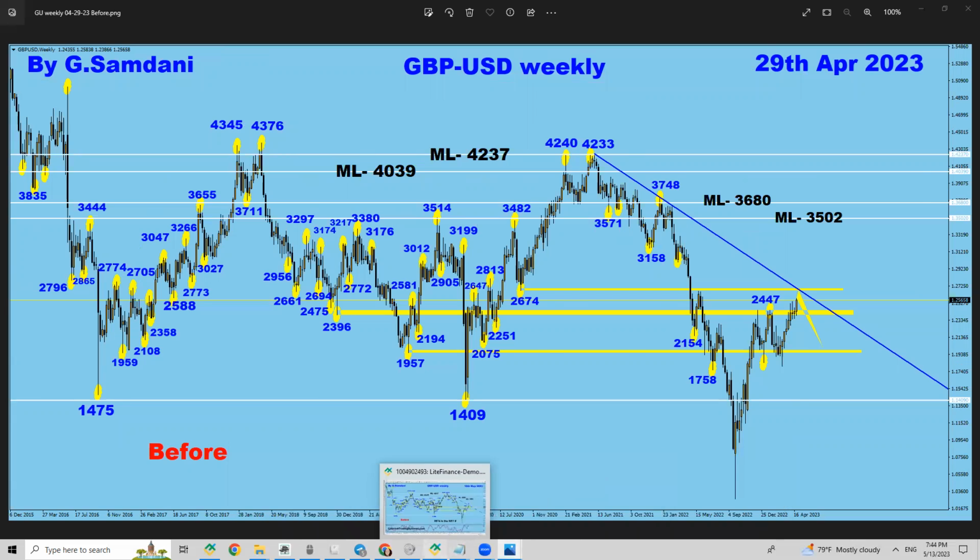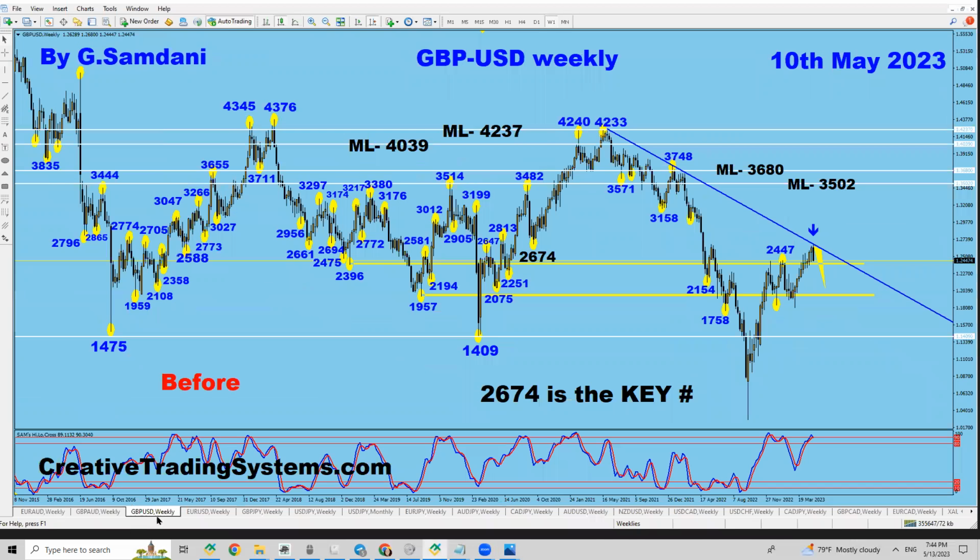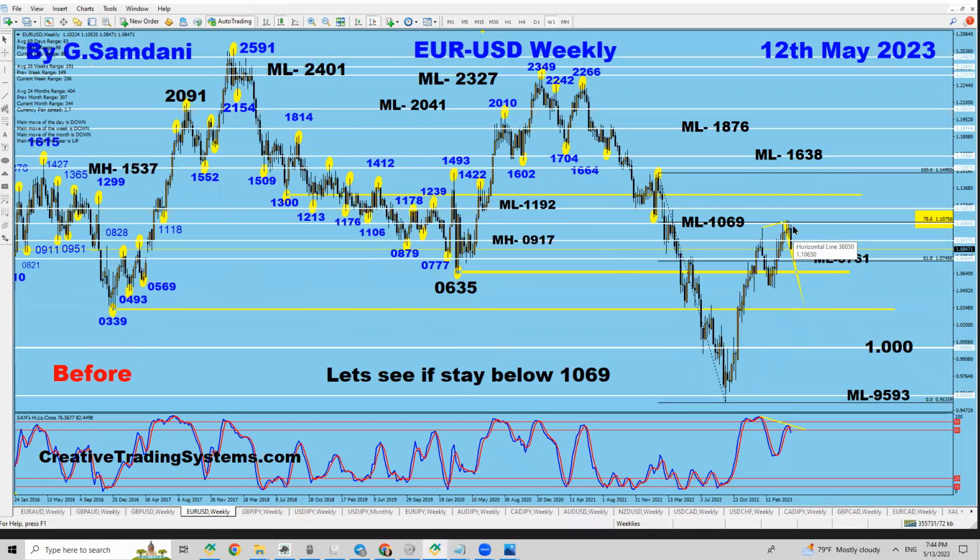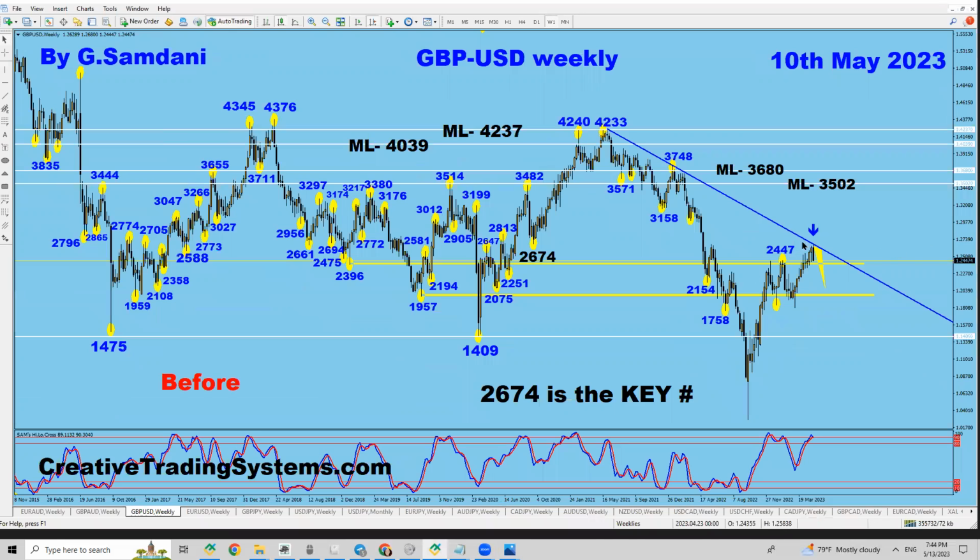So what happened to these charts? Let's take a look. Euro USD started to drop right from there. Last week was the big one. The whole week, which ended last Friday, it dropped nice and clean. Similarly, pound USD also dropped exactly from the TL. It went up, hit the TL, and dropped, as I mentioned earlier.